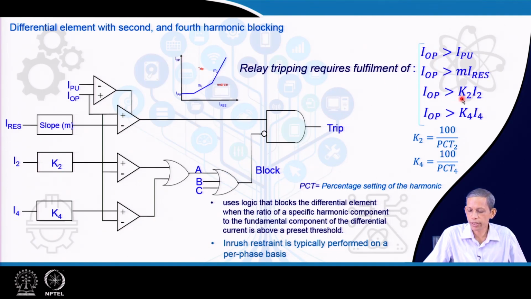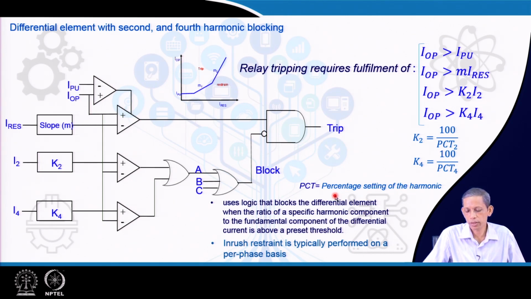I operating current should be greater than K2 I2, the second harmonic component, and it should also be greater than K4 I4, the fourth harmonic component. These two components, I2 and I4, correspond to the second and fourth harmonics and are used for blocking the relay from operating. K2 is 100 upon PCT2 and K4 is 100 upon PCT4. PCT is the percentage setting of the harmonic component, typically set as PCT2 20% and PCT4 10% or so.